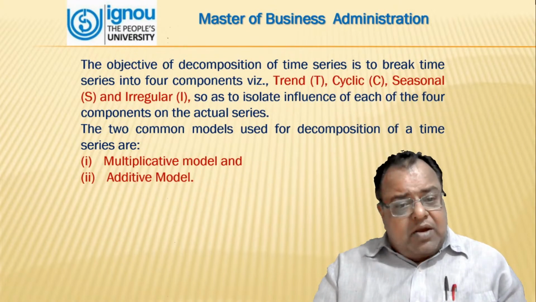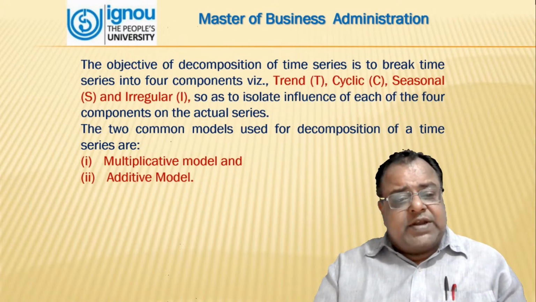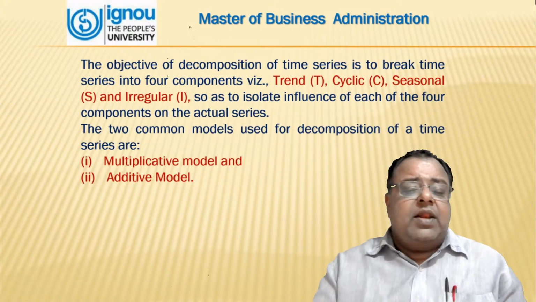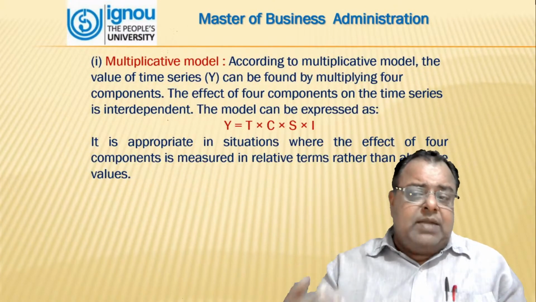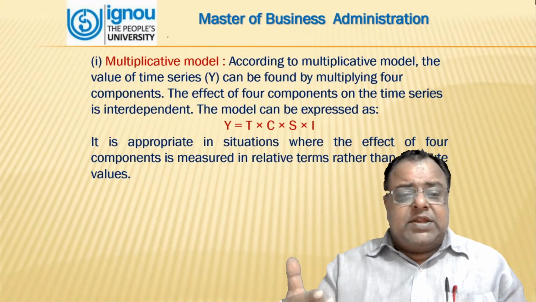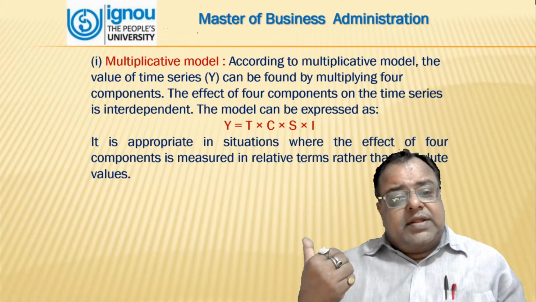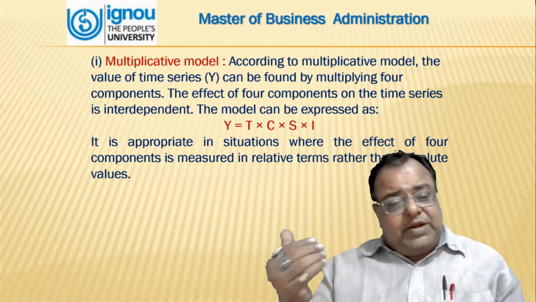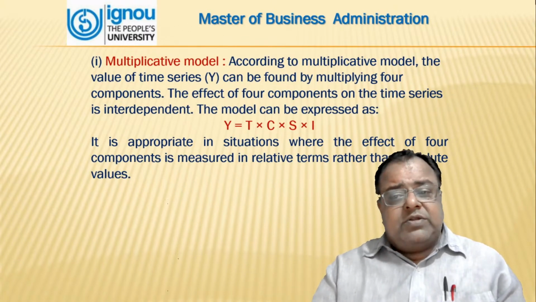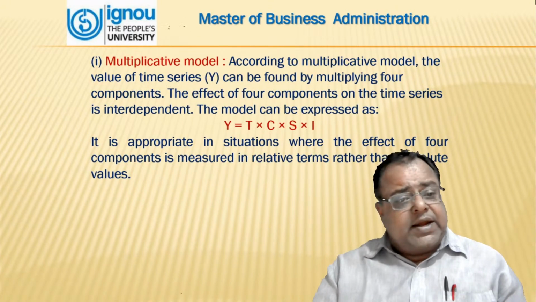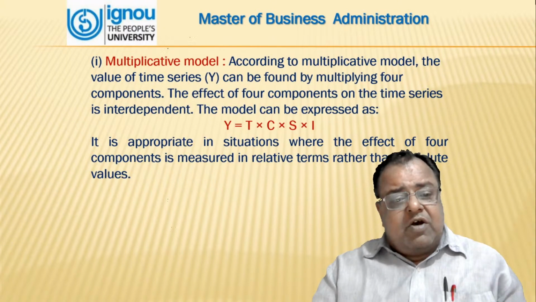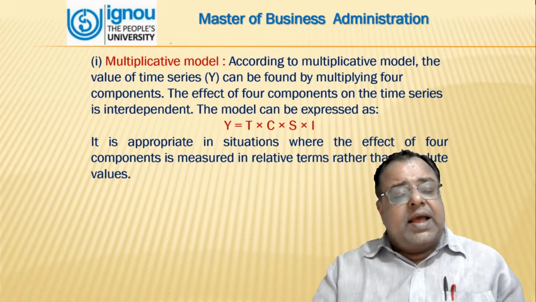The two common models used for decomposition of a time series are the multiplicative model and the additive model. Multiplicative model: according to the multiplicative model, the values of time series Y can be found by multiplying the four components, that is T into C into S into I. The effect of the four components on the time series is interdependent. It is appropriate in situations where the effect of the four components is measured in relative terms rather than absolute values.